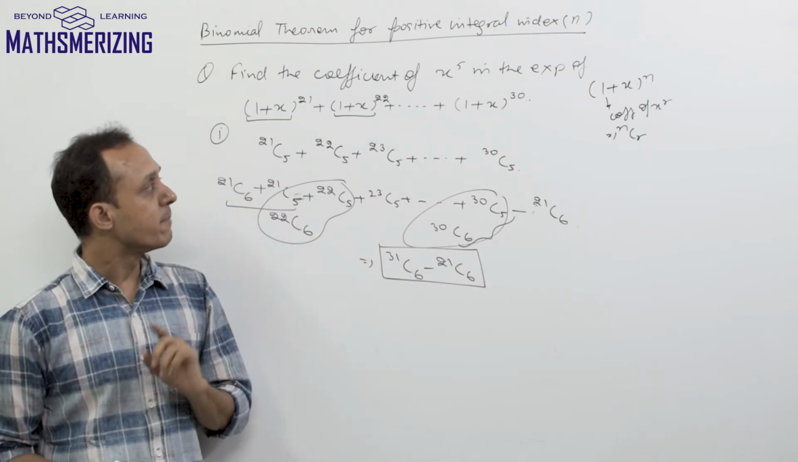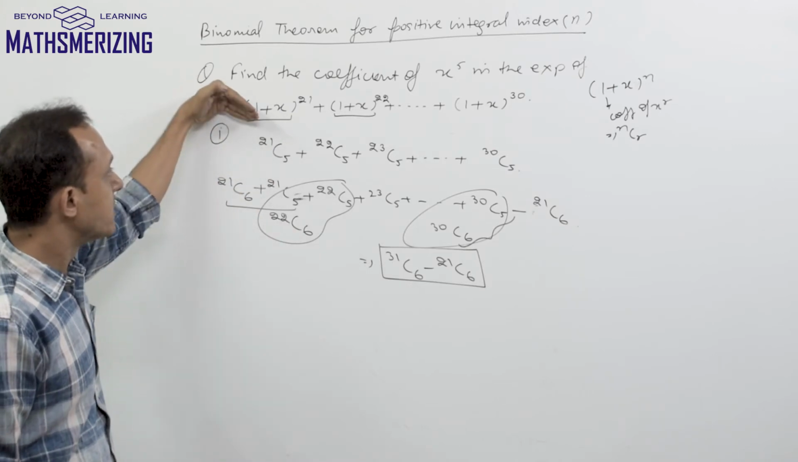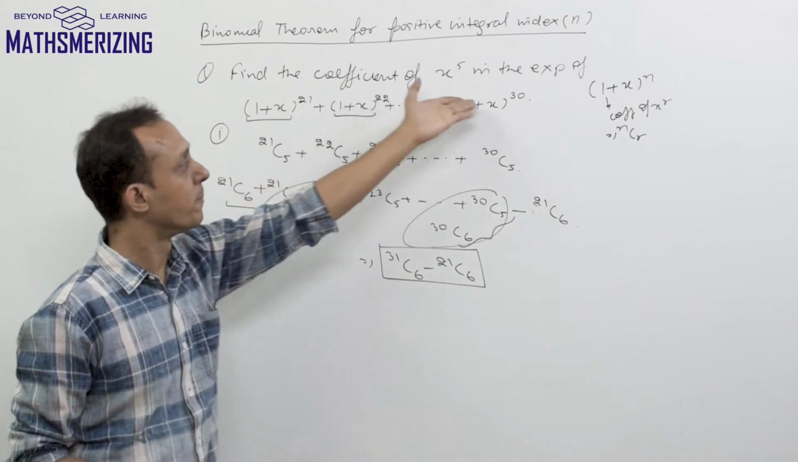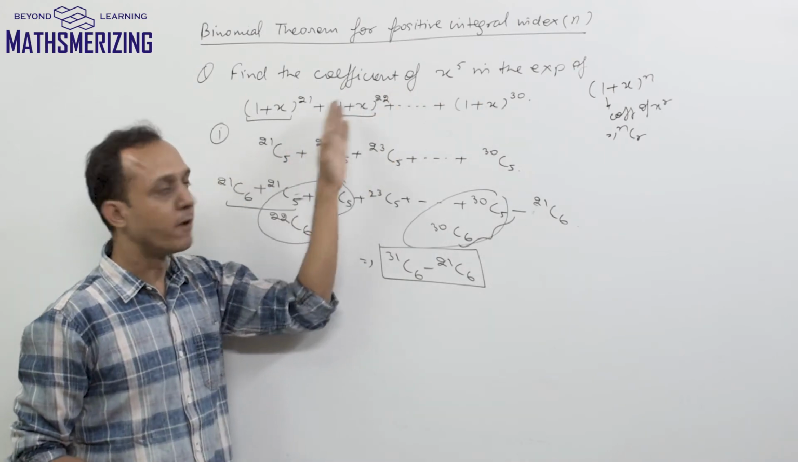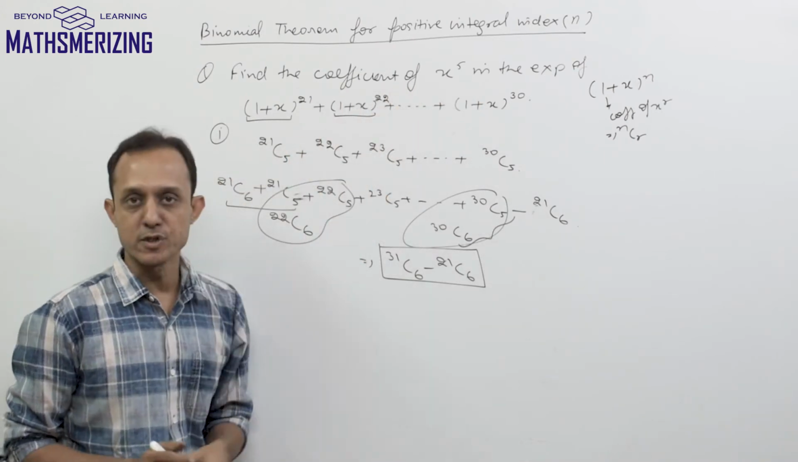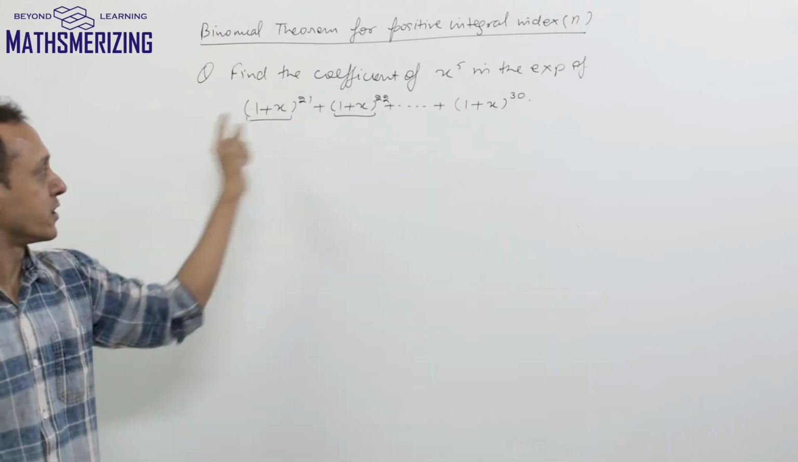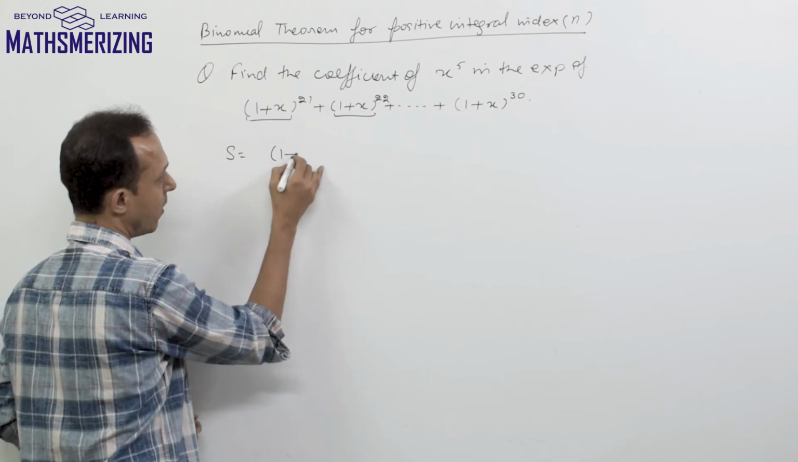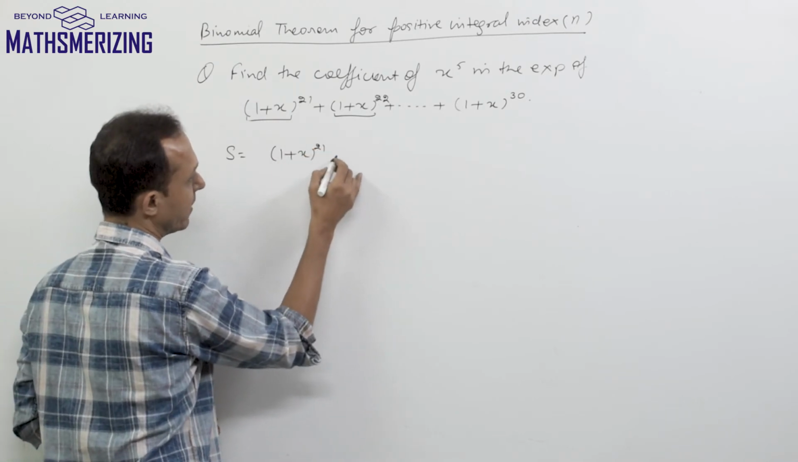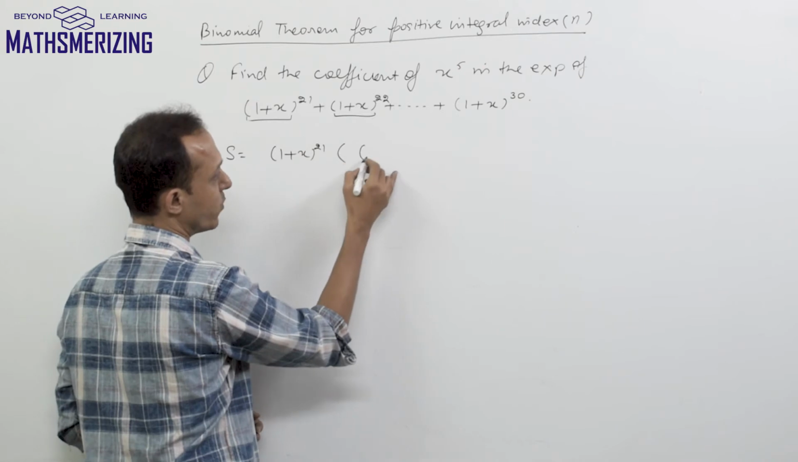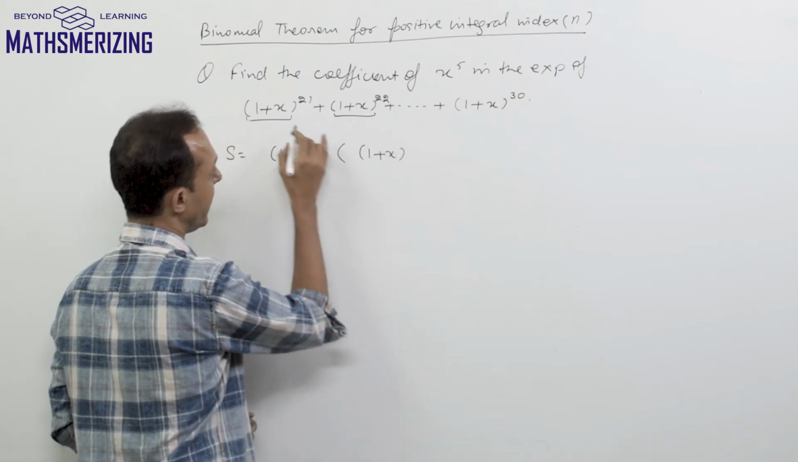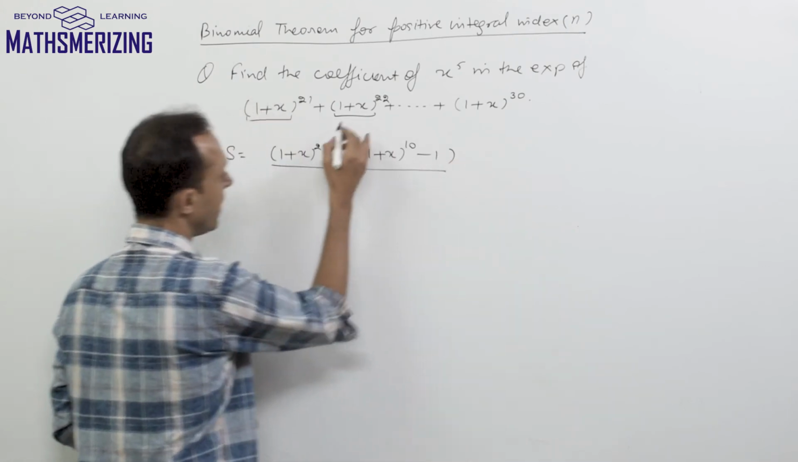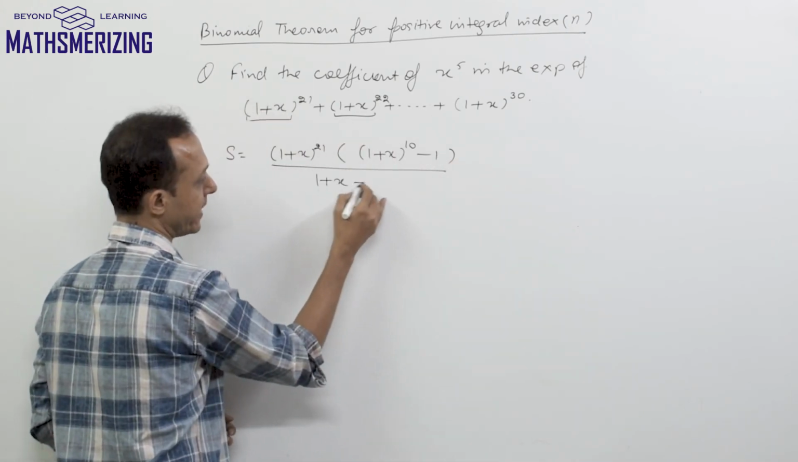Now another way of solving the same question: what I know is it's a geometric progression. So (1 plus x) to the power 21, 22, up to 30. So I can use the formula for the sum of a geometric progression. The first term is (1 plus x) to the power 21, into (r to the power n minus 1) upon (r minus 1). What is r? r is 1 plus x, the number of terms is 10, and r minus 1 is 1 plus x minus 1.